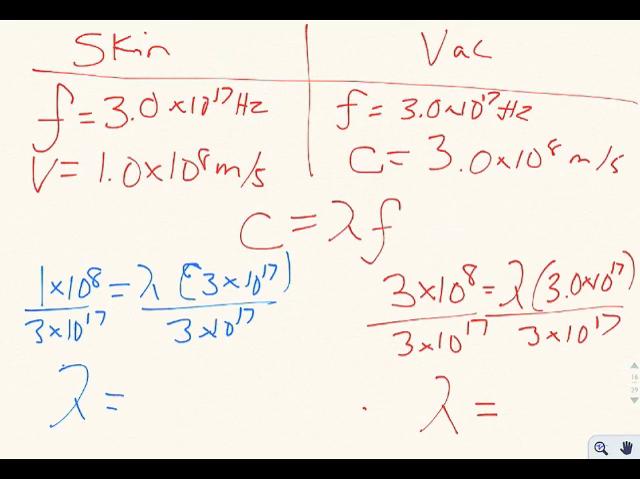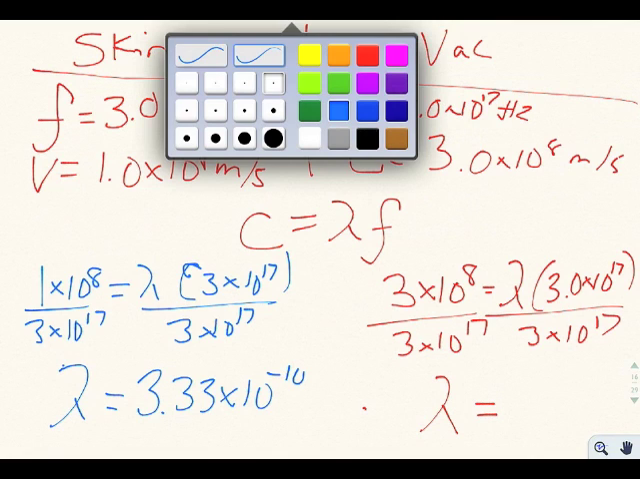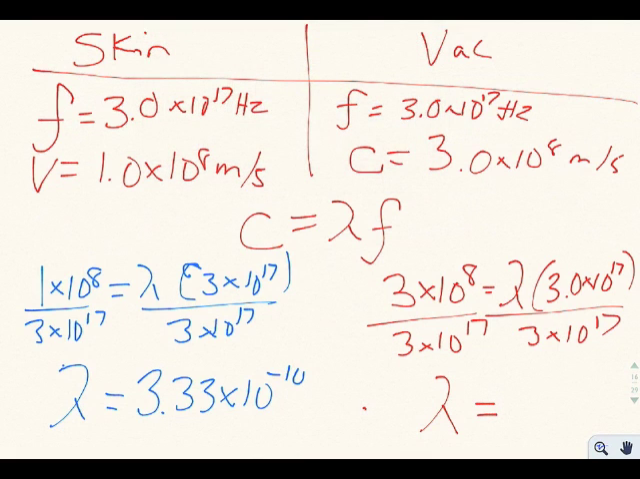When we do the calculations, 1 times 10 to the 8th divided by 3 times 10 to the 17th gives you 3.33 times 10 to the negative 10th. On the other side, you would do 3 times 10 to the 8th divided by 3 times 10 to the 17th, and you would get 1 times 10 to the negative 9th. So you've got the wavelength of the vacuum and the wavelength of the skin.